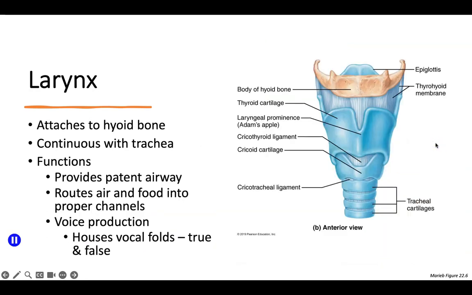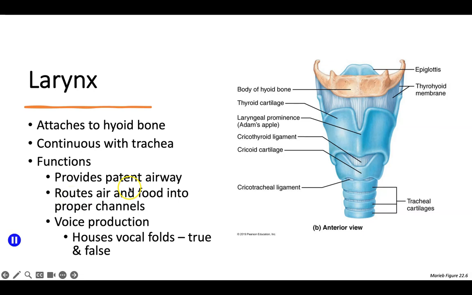So let's start at the top with the larynx. The larynx attaches to that free-floating hyoid bone. It's continuous with the trachea, so the trachea is inferior to the larynx. And its functions: it is going to provide a patent airway. In this case, patent means that it remains open, so space remains in the center. It is open to air, a patent airway.